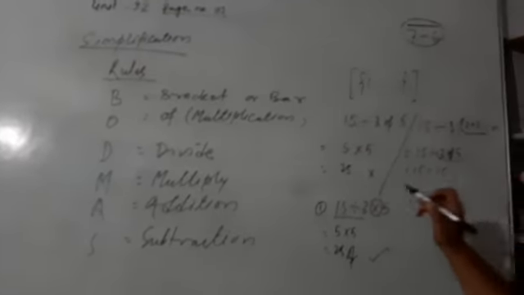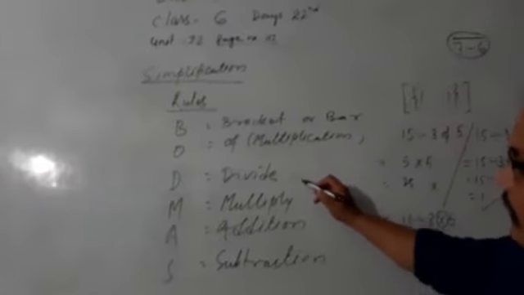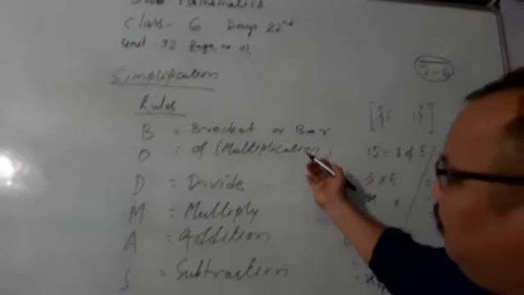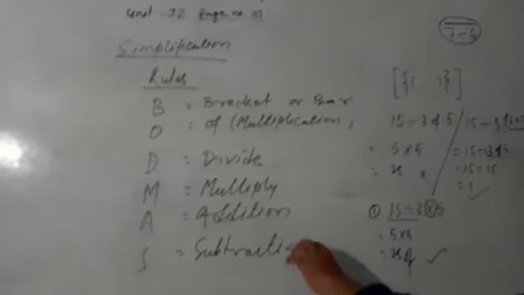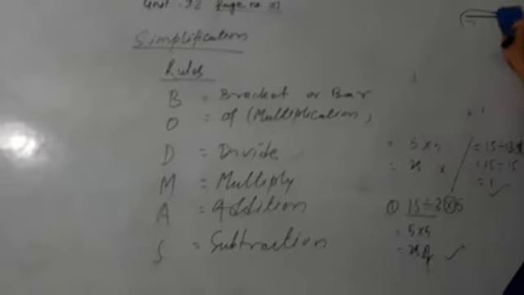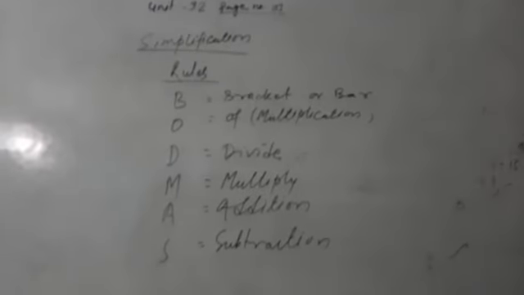Understood? So now, do you understand? After of, you do divide, then multiplication, addition and subtraction. Some of the students are confused here. They do the simplification like that.